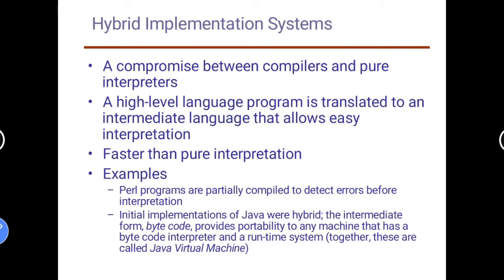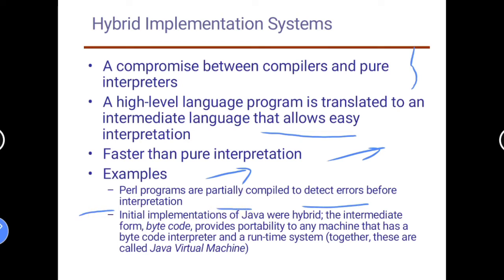Now come to the hybrid implementation system. A compromise between compilers and pure interpreters. That means the interpreter and compiler both provide their facilities together. That is called hybrid implementation. A high-level language program is translated to an intermediate language that allows easy interpretation, faster than pure interpretation. Example: Perl programs are partially compiled to detect errors before interpretation.